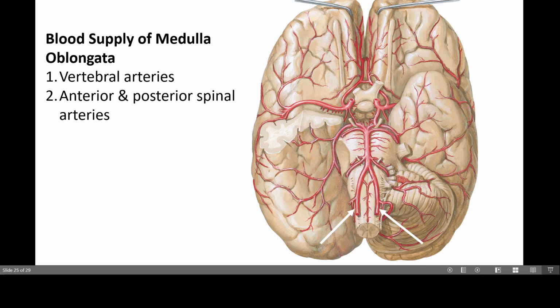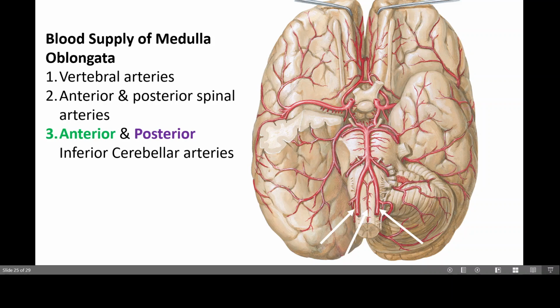These two, let me show you. The vertebral arteries are these two. Then, which are the anterior and posterior spinal arteries? This is showing only the anterior spinal artery. The posterior spinal artery is not shown. That will arise on the posterior aspect. Then, the inferior cerebellar arteries. There are two pairs of arteries on the inferior surface of the cerebellum. These ones arise from the basilar artery in the midline. How is the basilar artery formed? By the union of the two vertebral arteries.